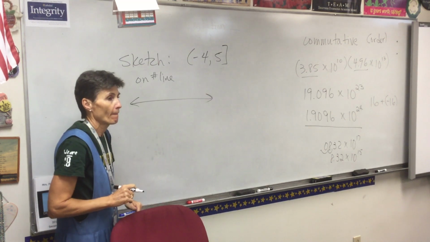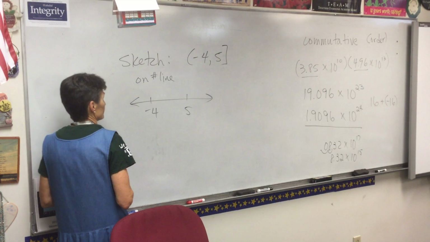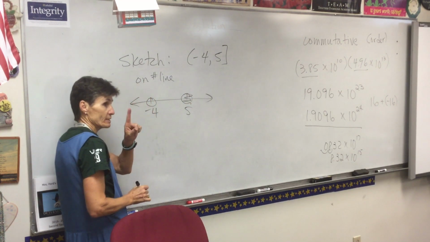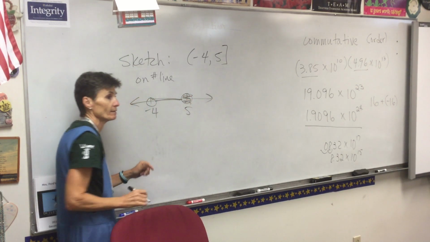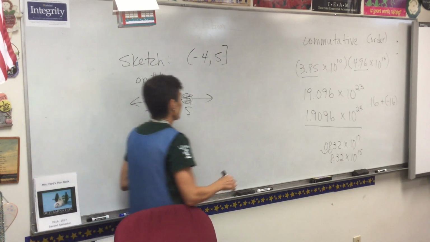What would you do? Well, first you put -4, you put -5, and you keep an open circle on 4 and then a closed one on 5. One more step. Color in between. Interval, you've got to color in between. Okay? How about this one?